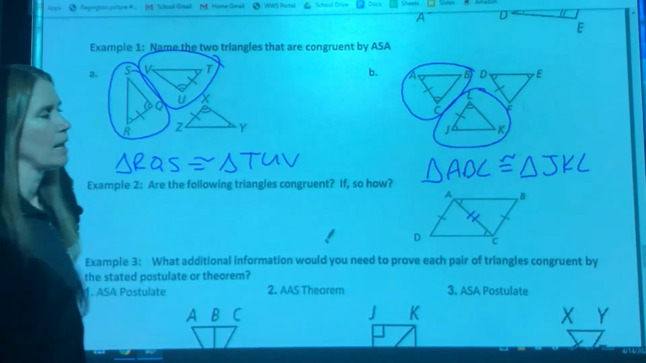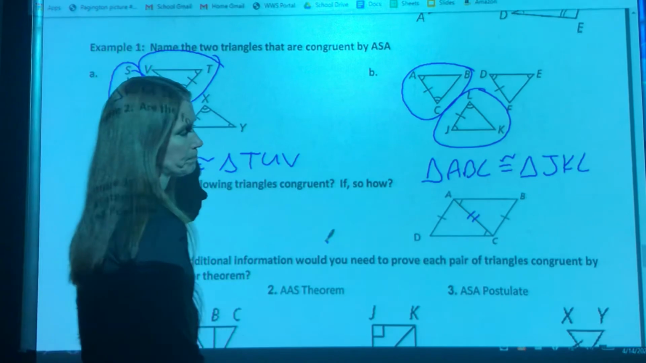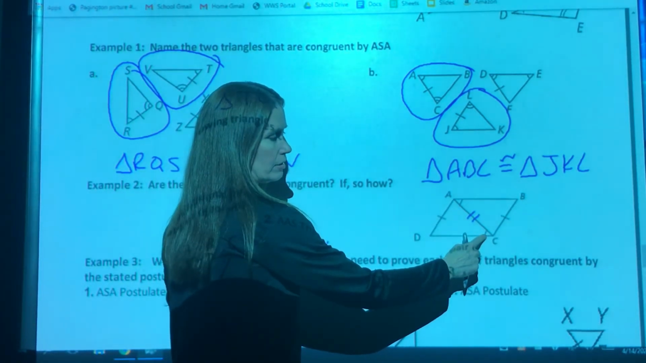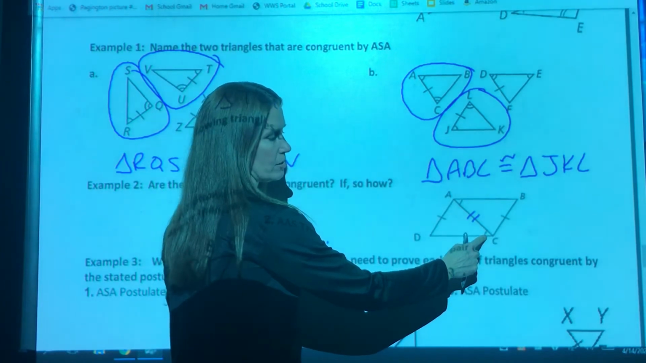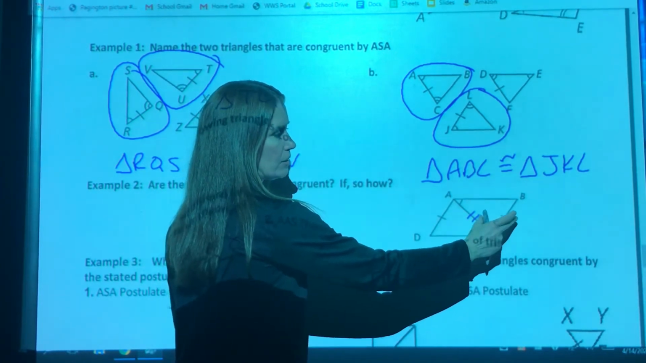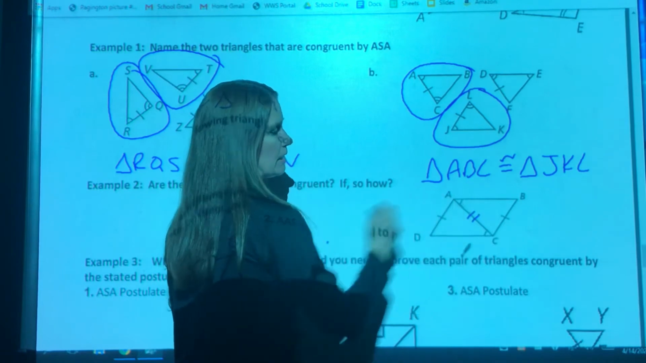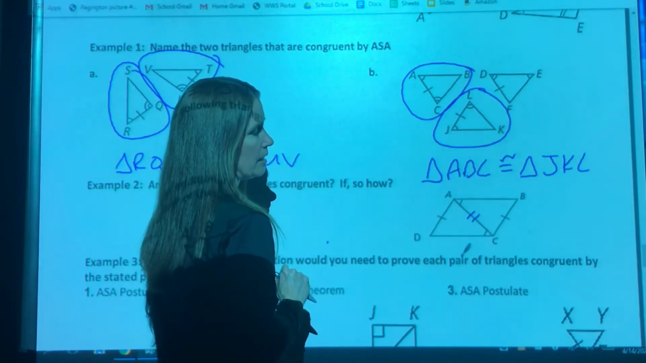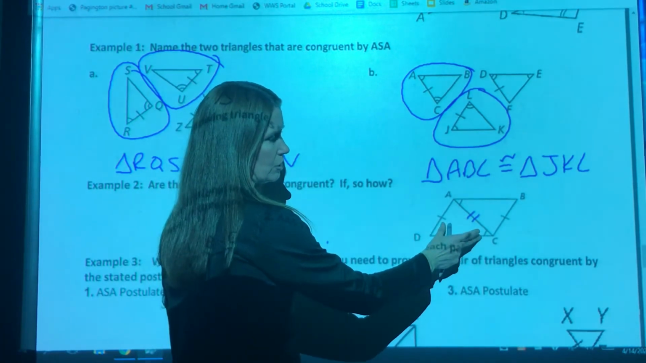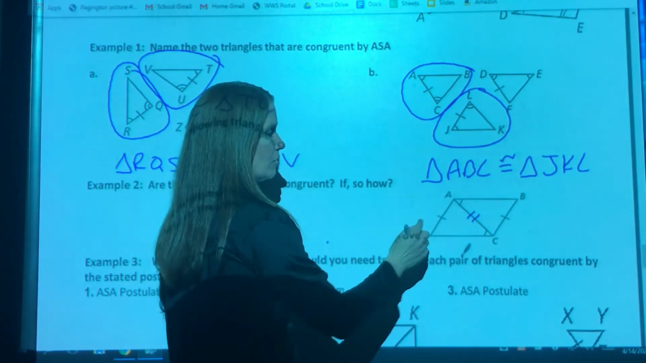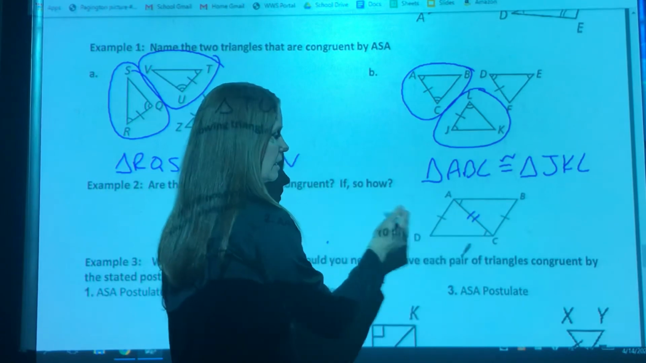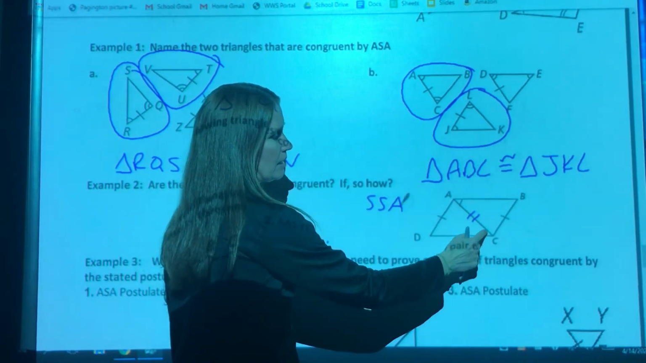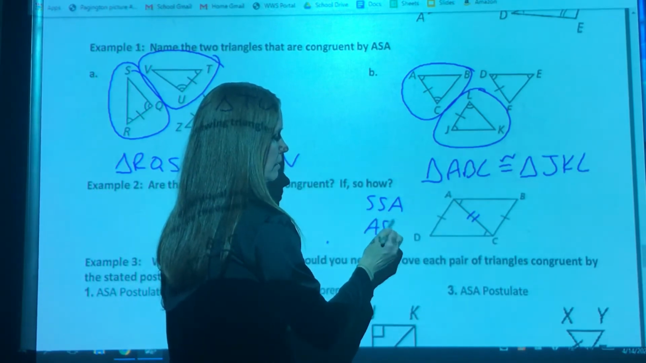Okay, so now if I look at each triangle separately, I can see there's two sides and an angle, but the angle is not right between the two sides. And I can see over here there's two sides and an angle, but the angle is not right between the two sides. Okay, and so what this picture is showing is, you could either think of it as side, side, angle, or you can think of it as angle, side, side.